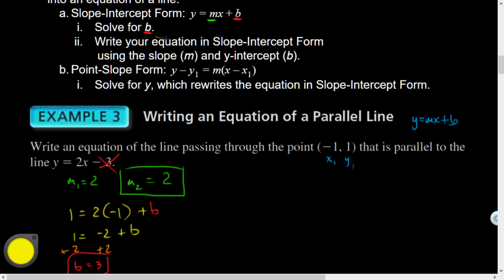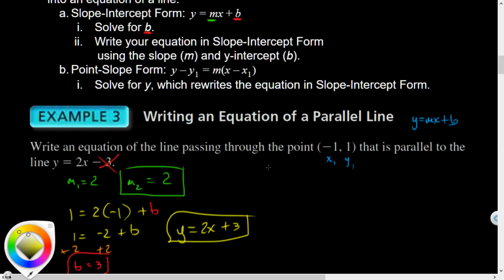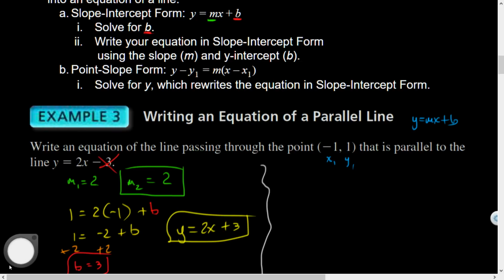And now what they say is write your equation in slope-intercept form using your slope and your y-intercept. Now I'm going to ignore this. I'm going to just write this as y equals 2x plus 3. All right, I want to leave this generically with y and x as y and x, so it represents all possible points that make this equation true, not just this one particular point. All right, so that was version A.